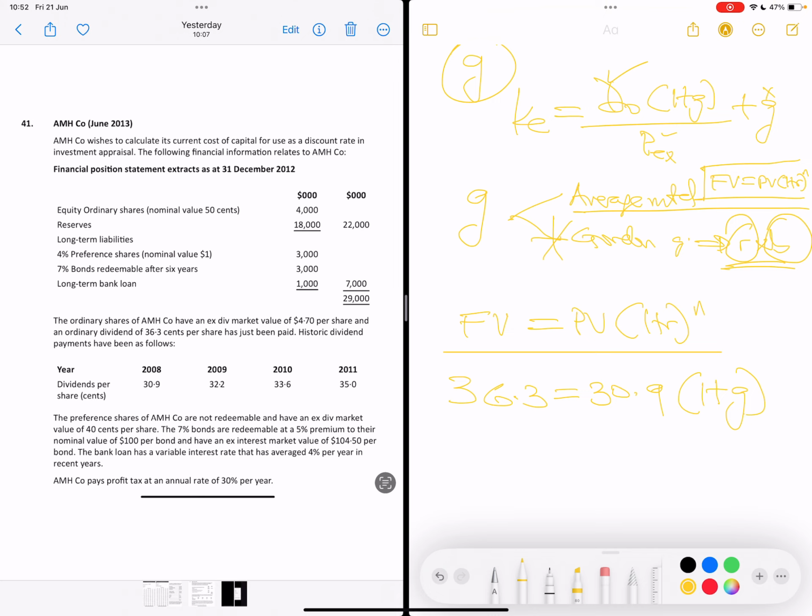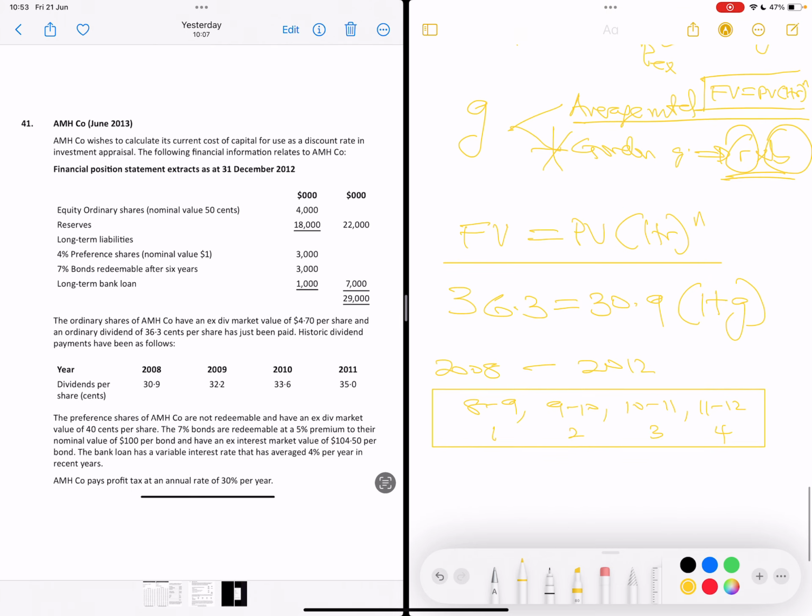And N is the number of years that we have grown from 2008 to 2012. So we move from 8 to 9, 1; 9 to 10, 2; 10 to 11, 3; and 11 to 12, 4. So this is 1 year, 2 years, 3 years, 4 years. So this dividend has grown for 4 years.